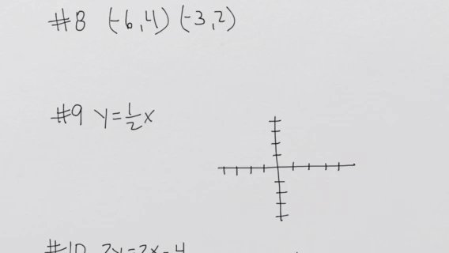Continuing with the linear function quiz from April 18th, let's look at questions 8, 9, and 10. So number 8 said, find the slope of a line that passes through 2 points. Here are the 2 points. Well, remember, it's easy to find the slope.